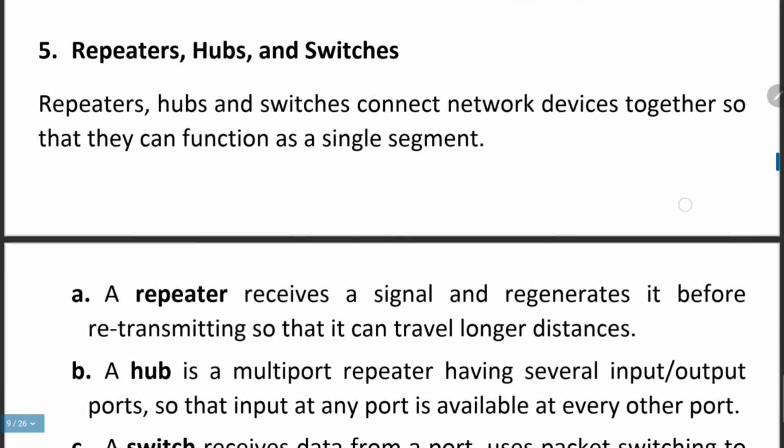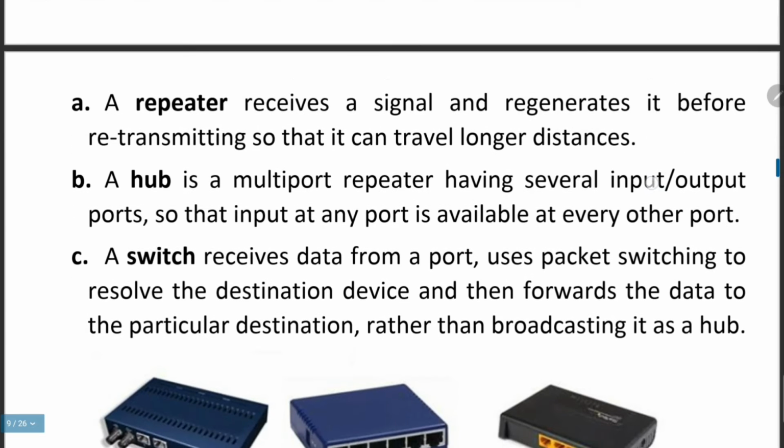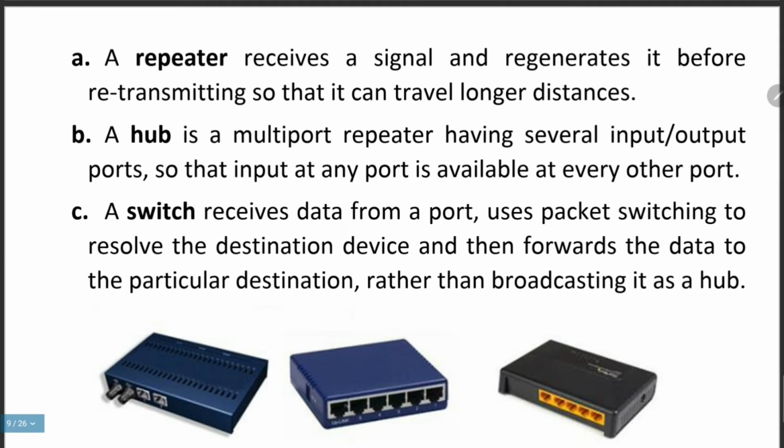The next devices we'll be discussing are repeaters, hubs, and switches. Now, when we say a repeater, we are talking about a device that regenerates signals and then transmits them. These devices are responsible for picking up attenuated signals. When we say attenuated signal, we are talking about a signal that has lost its strength. Repeaters pick these signals, re-energize them, and then retransmit them so that they can go a longer distance.